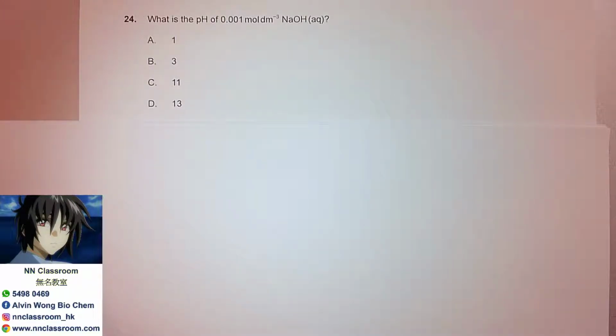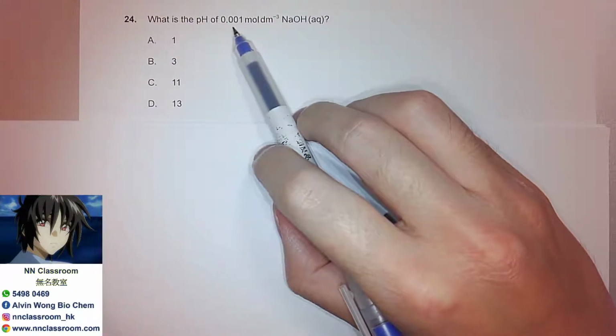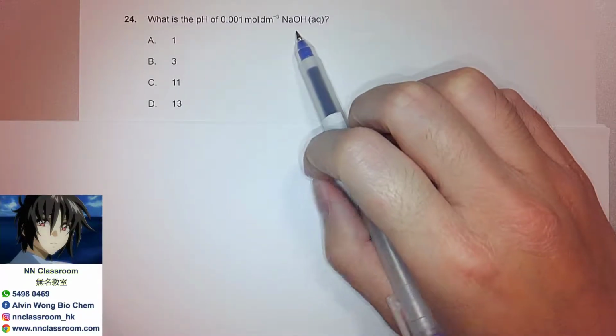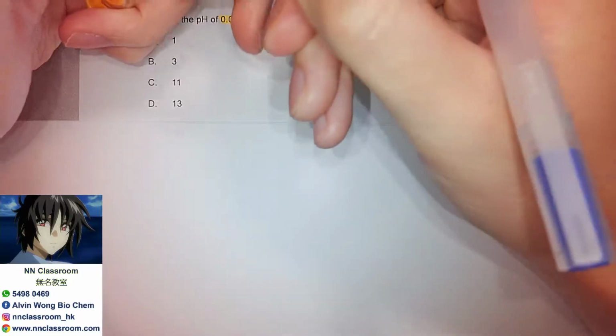Today, I'd like to share with you a past paper question from 2019, Time Zone 2 in May, question number 24, relating to topic 8, acids and bases, especially in terms of pH calculations, which are quite common. Let's see, it asks: what is the pH of 0.001 mol per dm cube of sodium hydroxide? The key feature for this case is that what we are now given is a base.